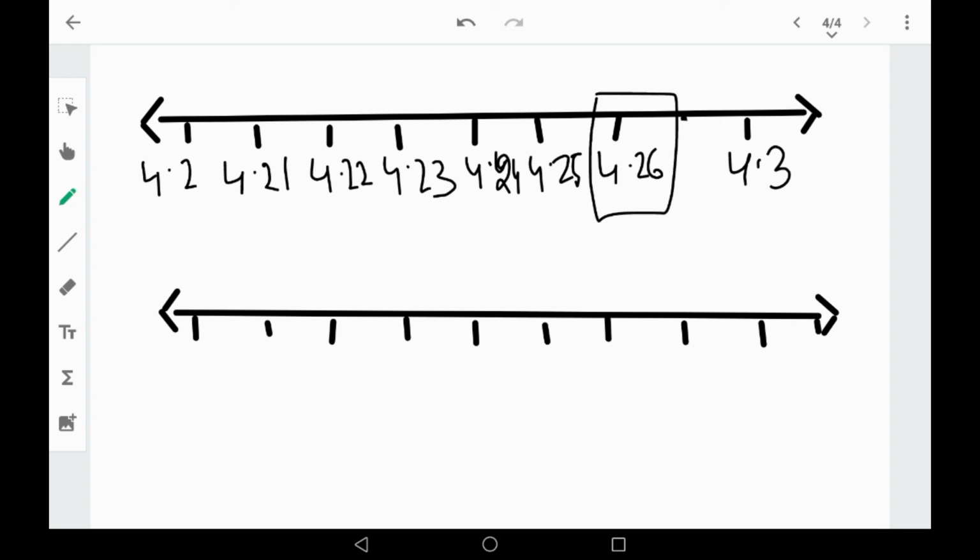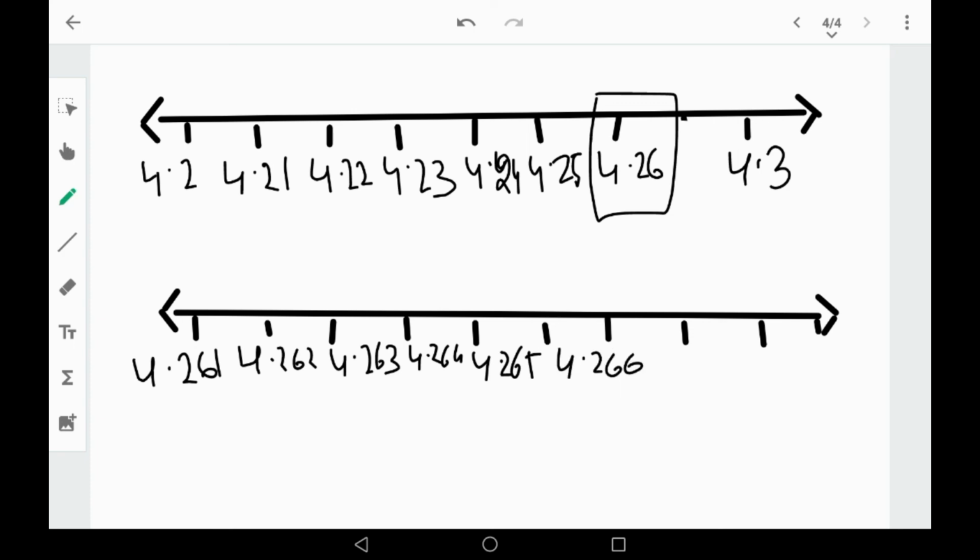Now they said till 2 decimal points. I have done it till 1 decimal point. Did I get one 6 in the decimal part? Yes, I got one, but they said 2, so I should do it again. It should come as 4.266. Now I will take 4.261, 4.262, 4.263, 4.264, 4.265, 4.266.